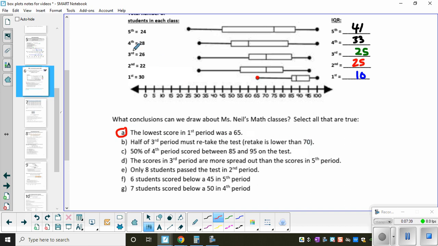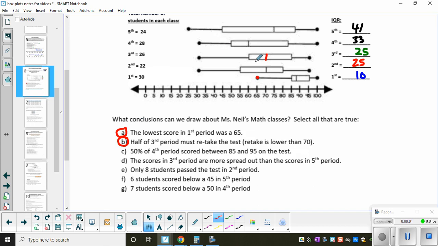Now, when I look at third period, I'm right here. This line is the median. So half the class is performing below it and half performed above it. If I drop this line down, it is at the 70. So it does look like half the class scored below that line. And so yes, half the class is going to need to retake.